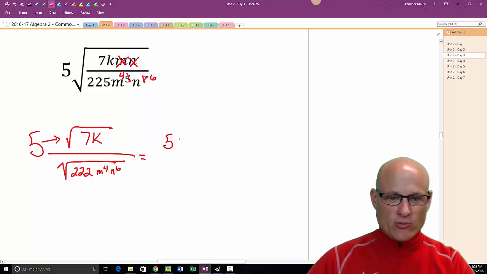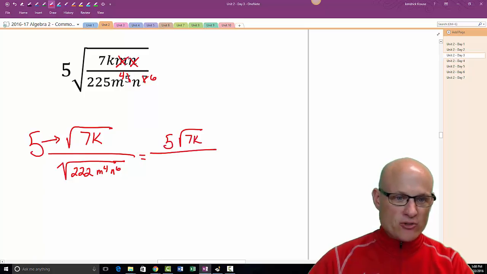I'm going to leave this in the numerator. 5 square roots of 7k. Can't do anything with that right now. Oh, and this should be 225. Sorry about that.